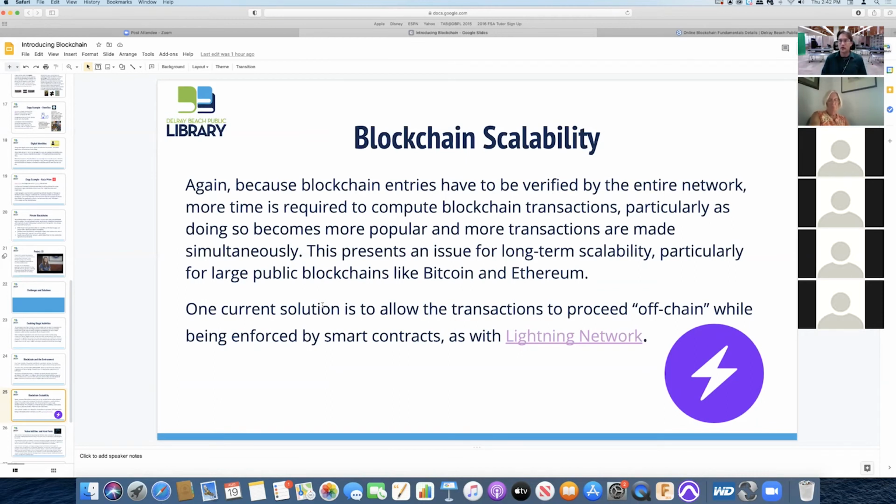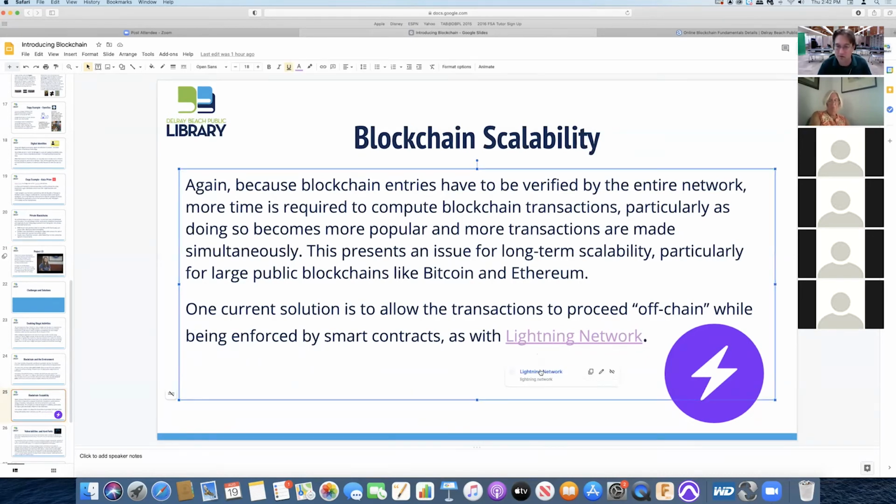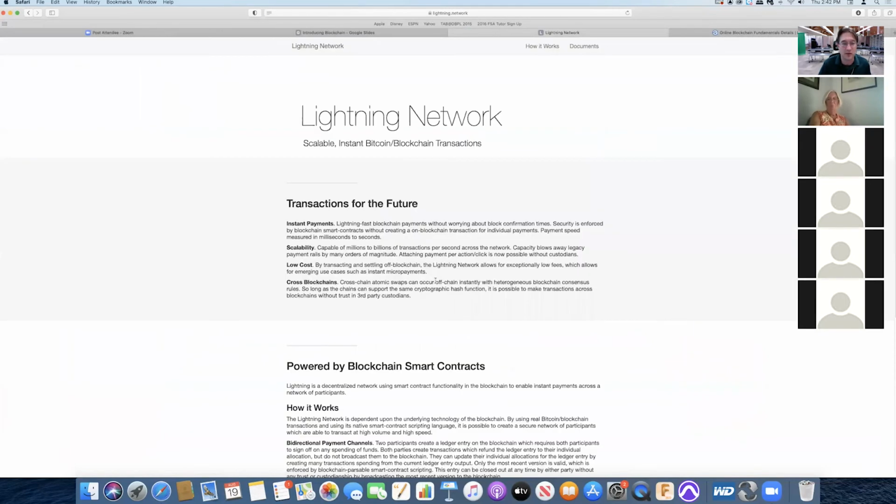One potential solution that's been proposed for this is to allow the transactions to proceed off-chain while being enforced by smart contracts, as with the Lightning Network. You can read more about the Lightning Network on their website, but why not? I'll take you there just for a moment to tell you what they're about. The idea is to enable instant, lightning-fast blockchain payments without worrying about block confirmation times, where the security is enforced by smart contracts.